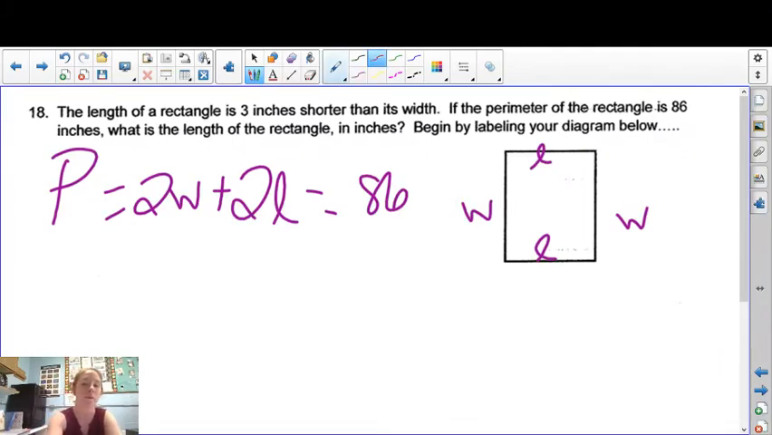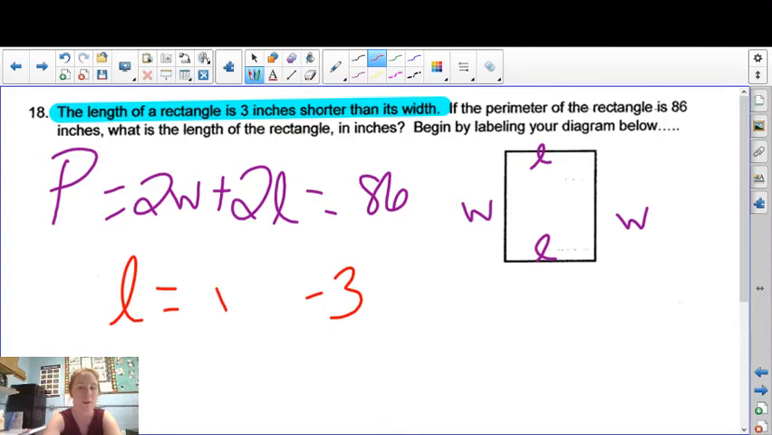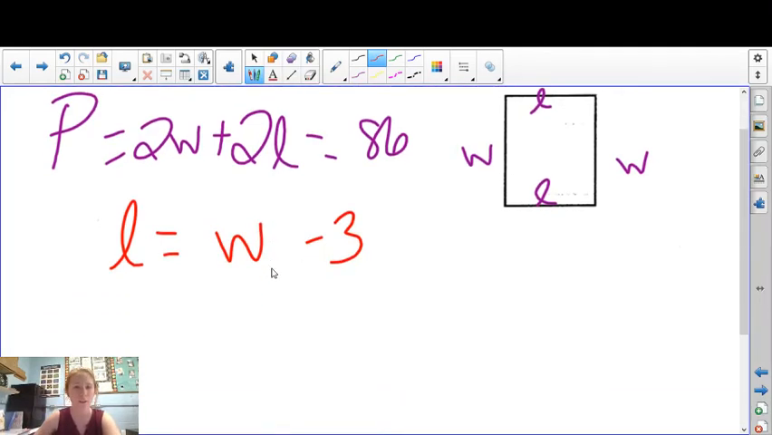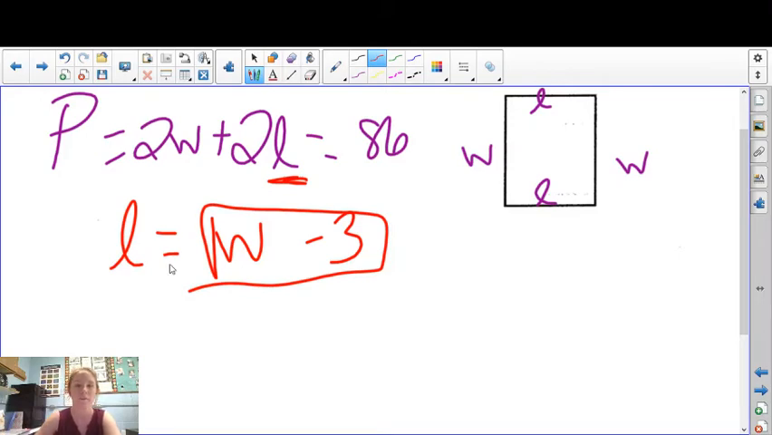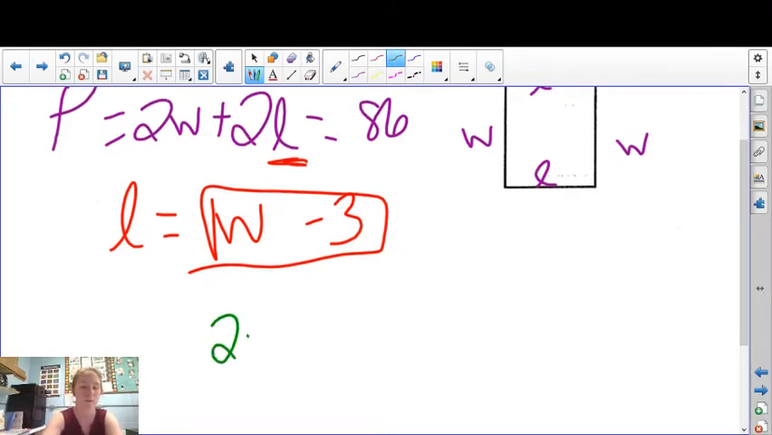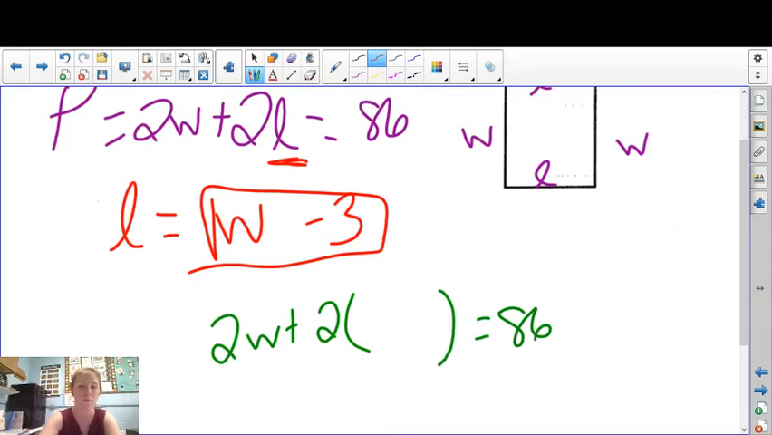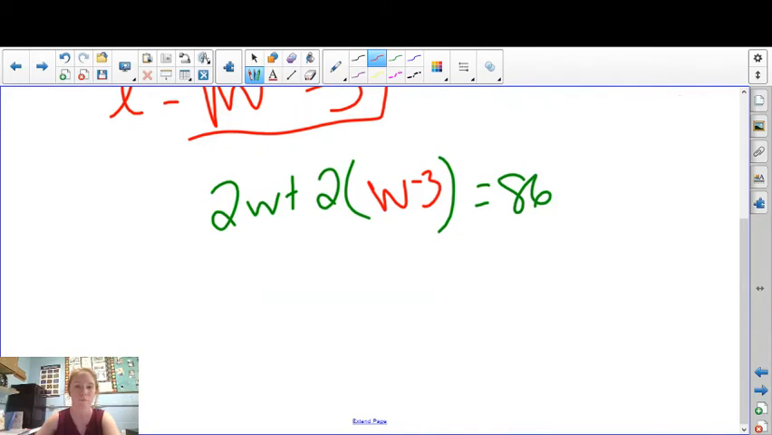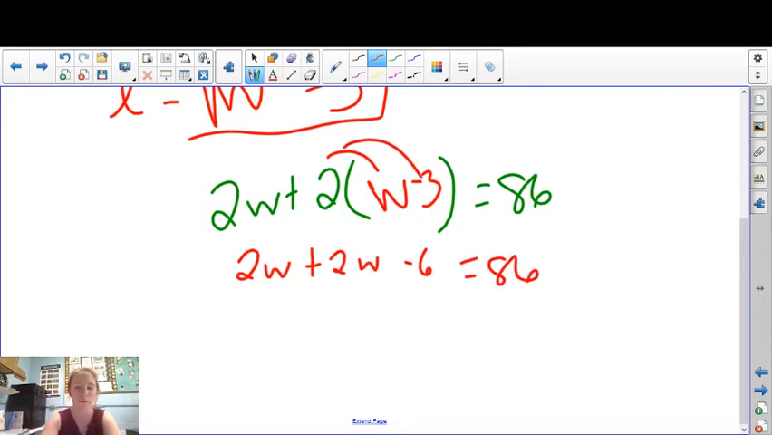But I actually have another piece of information right at the start that says the length of the rectangle is 3 inches shorter than the width. Shorter means we're going to subtract. So I'm going to take my width minus 3. In my perimeter equation, every time I see an L, I'm going to substitute in W minus 3. 2W plus 2 parentheses, because remember the L is a variable, equals 86. In the parentheses will go my W minus 3. 2W plus 2W minus 6, because we're distributing, equals 86.